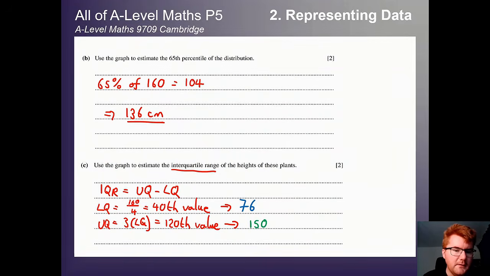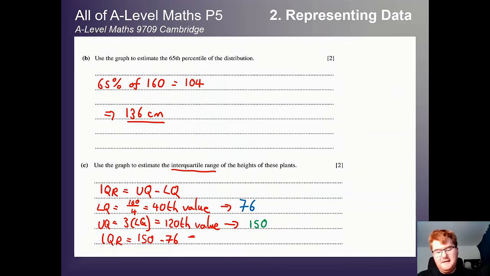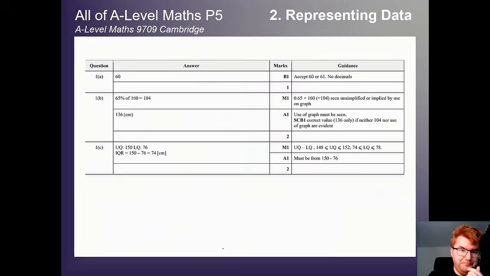And then we go up. The interquartile range is 150 minus 76. Again, just use a calculator at this part. Again, there's a lot to do in this particular exam, so we get our interquartile range of 74.